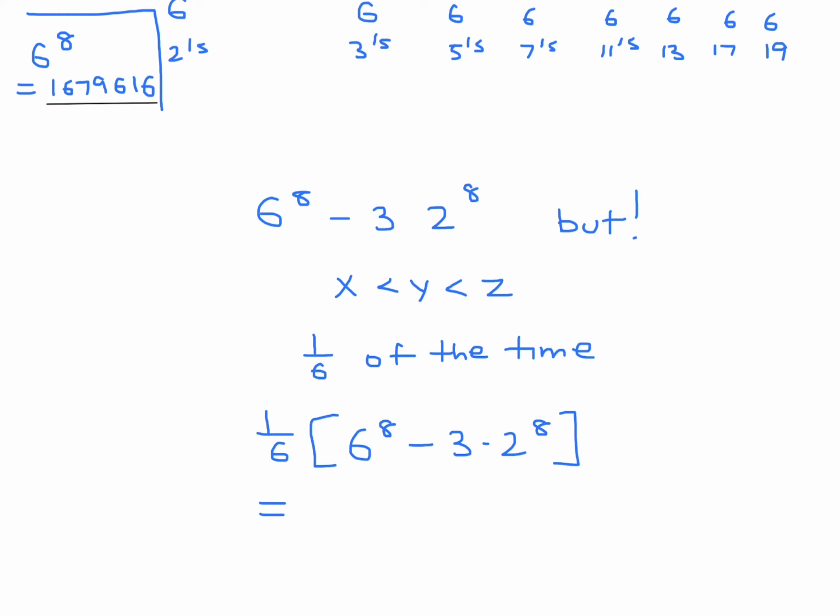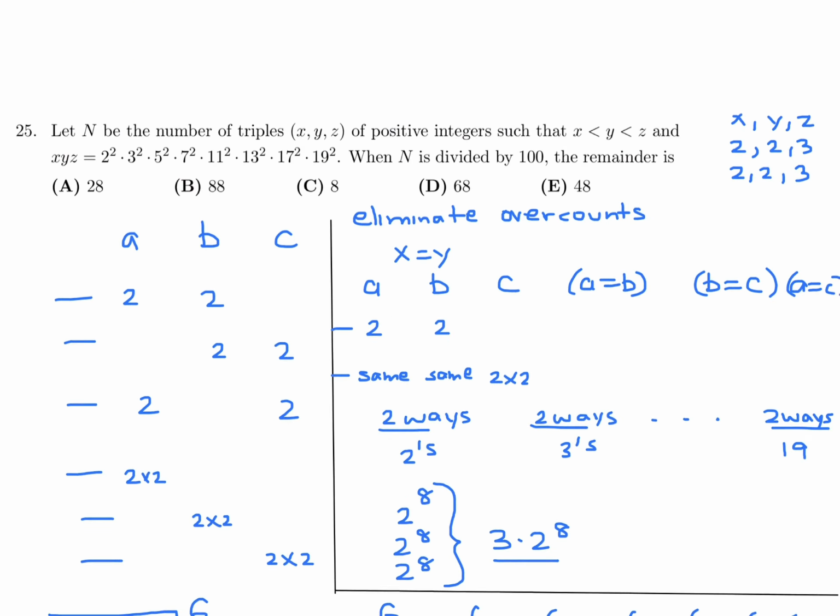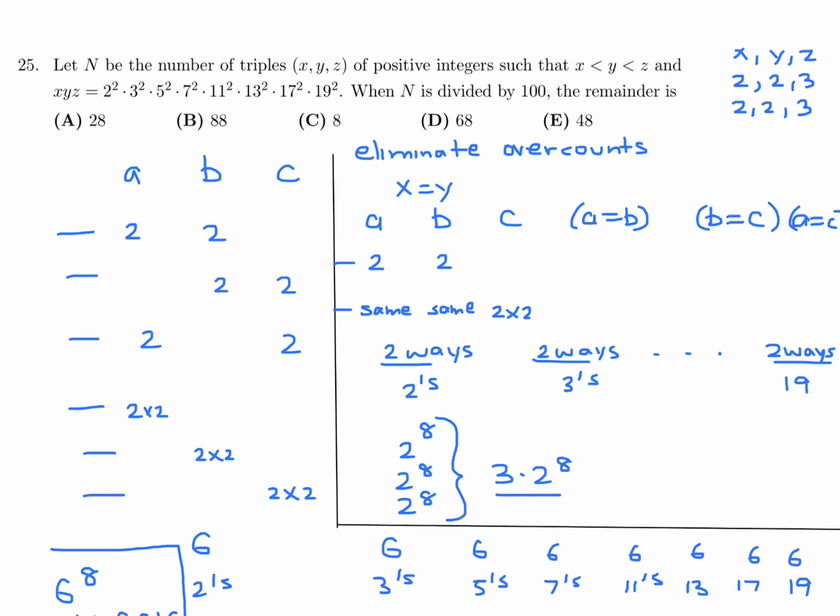And that is 279,808. And they're saying that once you get this answer, they want you to divide by 100 and then get a remainder. Well, obviously, the remainder is going to be 8. So then question number 25, the answer is 8, which is choice C.